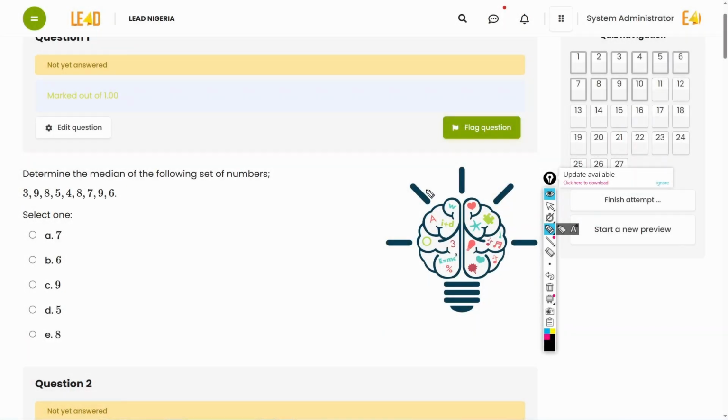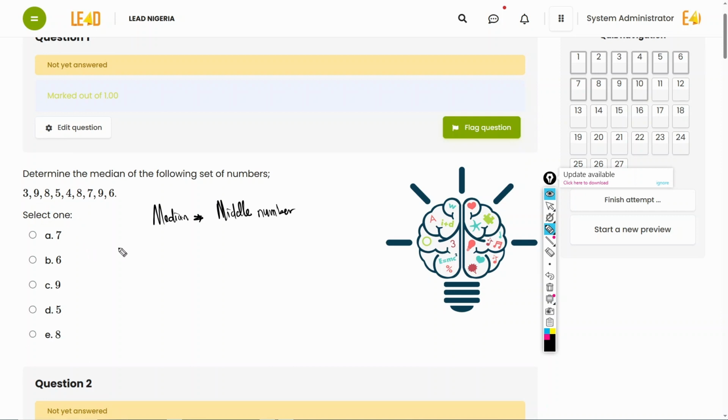Number 1 says determine the median of the following set of numbers. So median means to get our median, we simply ask for the middle number, right? So you have to arrange them either starting from the smallest to the biggest, or the biggest to the smallest, and then you pick out the middle number. All right, so let's do that.